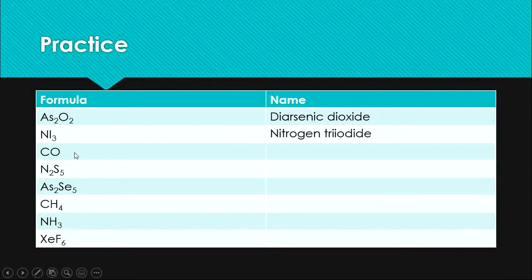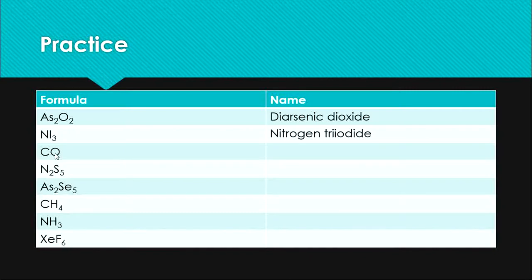Take a look at the third example with me, CO. How many atoms are there for carbon and how many for oxygen? There are no subscripts, which indicate that there's 1 carbon and 1 oxygen atom. Now remember, you never begin the name with mono. So just like the previous example, we're not going to say monocarbon. Instead, it'll just simply be carbon.